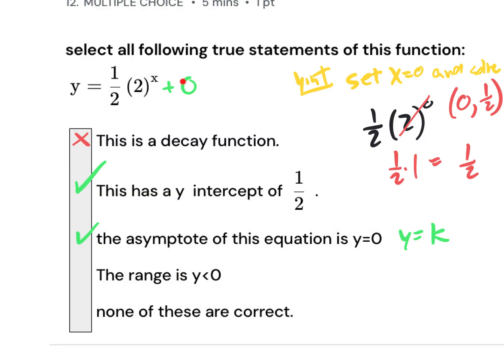And how do you know if it's above or below? The a value. If it's positive, it's going to be above. If it's negative, it's going to be below. So this is positive, so it should be above. And that means that your range should be y is greater than, because it's positive. And right here it says y is less than. So this is false. Okay, so only the 2 middle ones are correct.